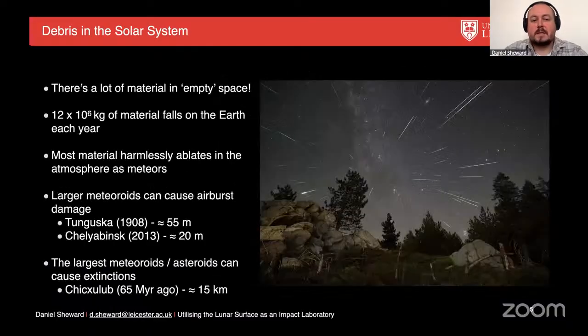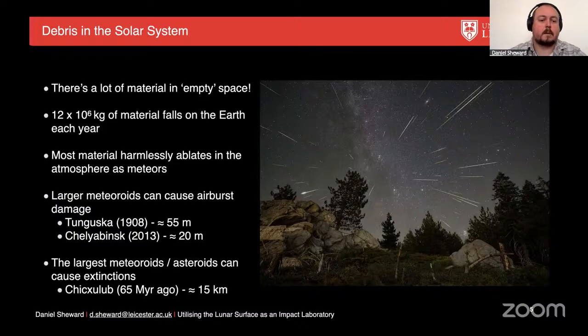So empty space isn't really that empty. It's full of little rocks that can impact. And each year we get about 12 times 10 to the 6 kilograms of this material, about 12,000 tons. And most of this material is harmlessly ablated in the atmosphere as a meteor and doesn't even reach the ground. Whereas larger meteoroids can cause damage, not by impacting the surface, but because the heating causes the gases inside them to expand and they explode, and it's the shockwave that does a lot of damage.